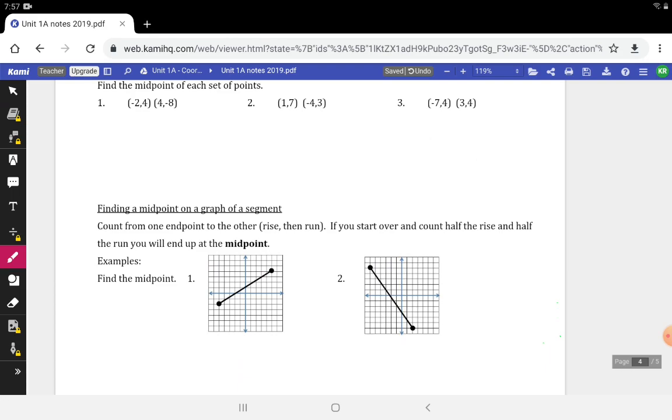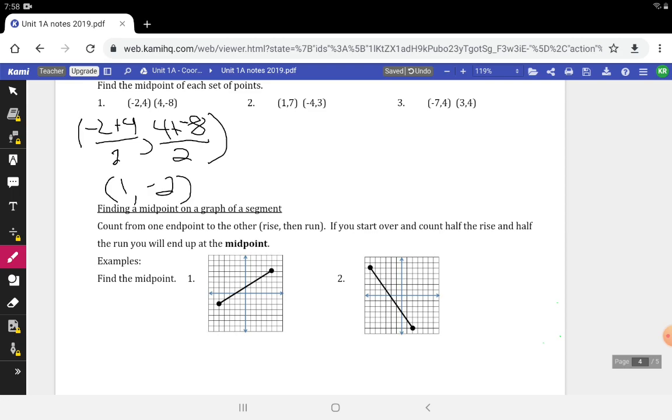For the first one, we'll average the x values. So we'll do -2 plus 4 over 2 and 4 plus -8 over 2. That's the average of the y values. And then we'll do the arithmetic. -2 plus 4 is 2. 2 divided by 2 is 1. 4 plus -8 is -4. -4 divided by 2 is -2.